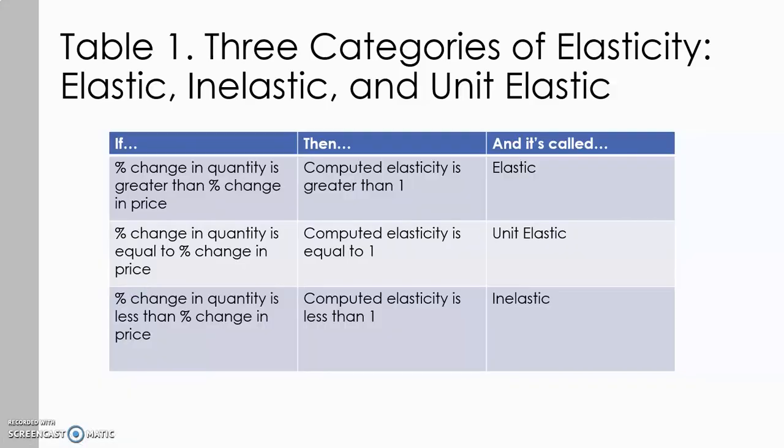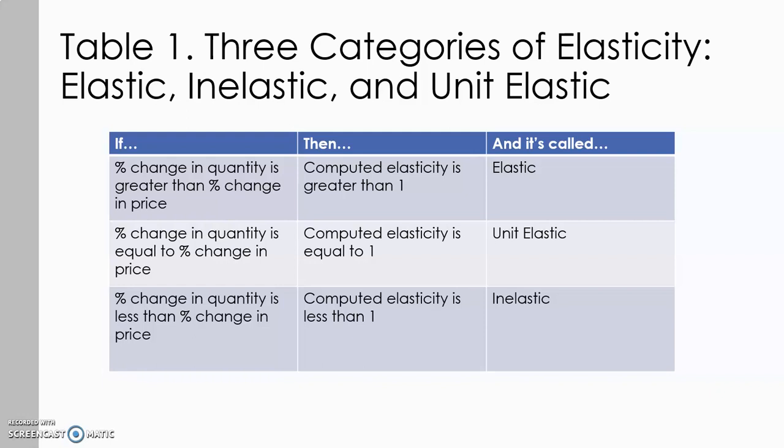Remember this table that we saw. Last time we said if the percentage change in quantity is greater than the percentage change in price, we'll get an elasticity computed that's greater than 1, and we'll call it elastic. If the opposite is true, it's inelastic, and if those changes are equal, it's unit elastic.